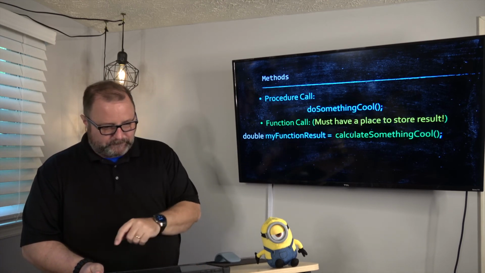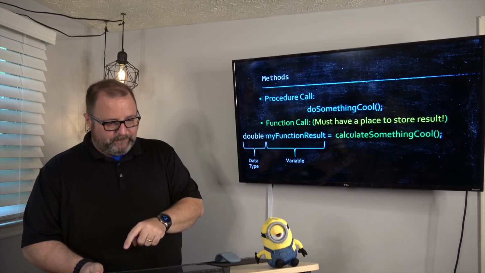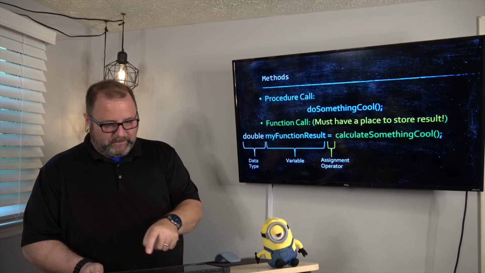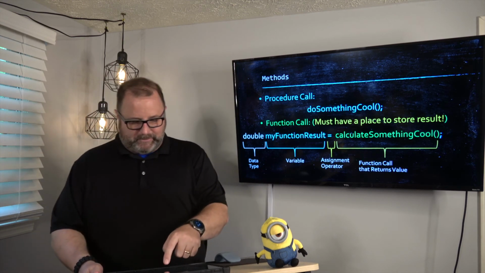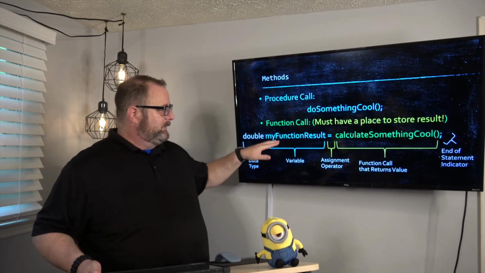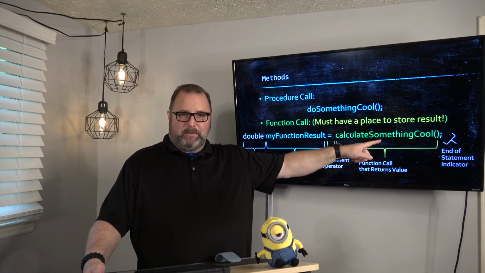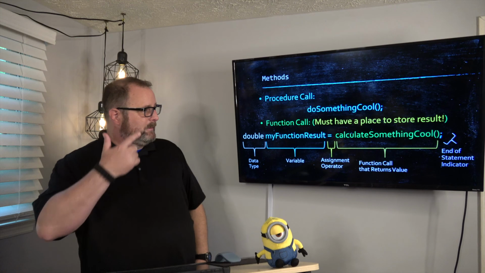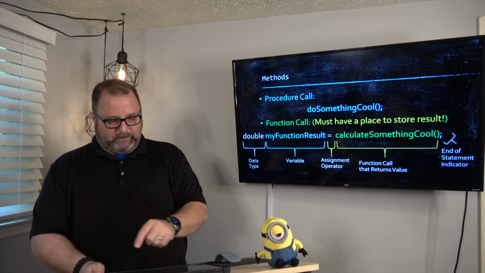So, to be completely explicit, data type, variable name, assignment operator, function call that returns a value, okay? And end of statement, just like int x equals 4, same thing. But this is going to be a variable that's going to hold the value that is returned by that function, okay? It's going to be returned by that function. All right, and notice I still have my end of statement indicators, little precursor to some of those languages.